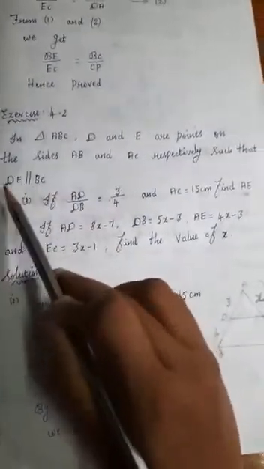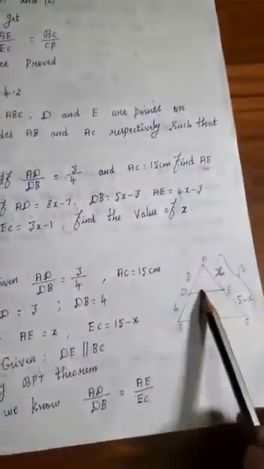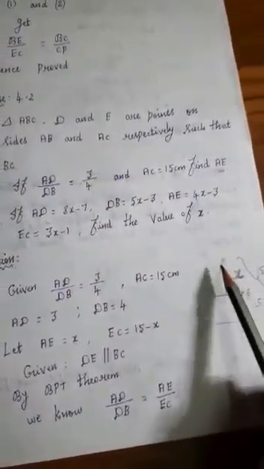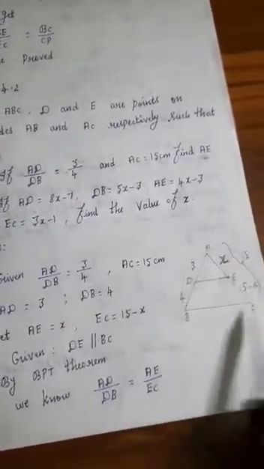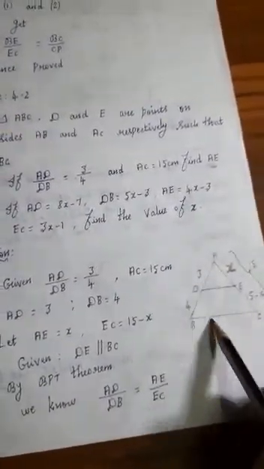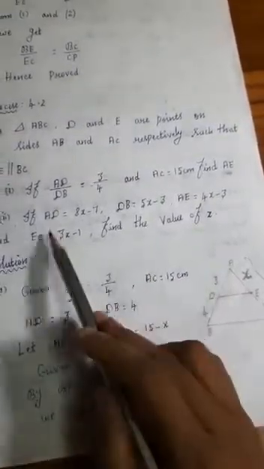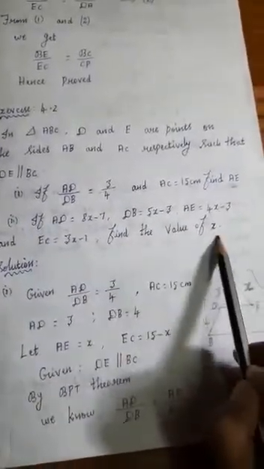Now see the second question, which is homework. In the given part, DE is parallel to BC. Since these two lines are parallel, you know that it divides the sides in the equal ratio. That means AD divided by DB is equal to AE divided by EC. So again you have to draw one triangle with DE parallel to BC. Then write the AD value, DB value, AE value, then EC value. All the values are given. You need to find the X value. So how will you find it?